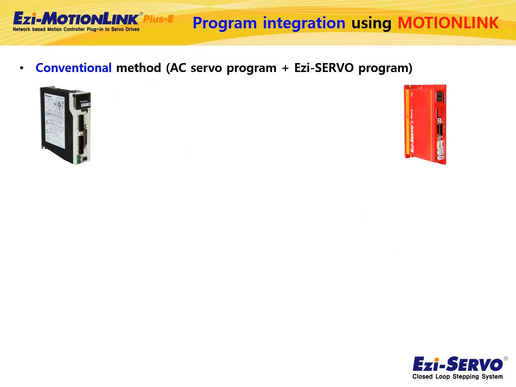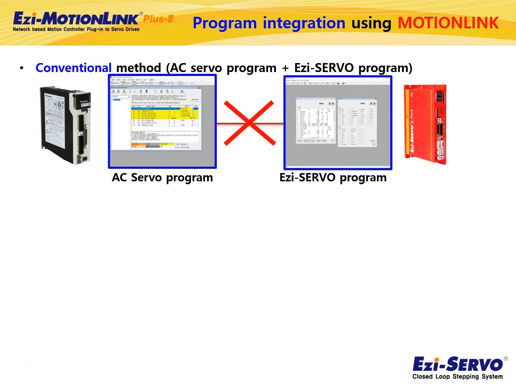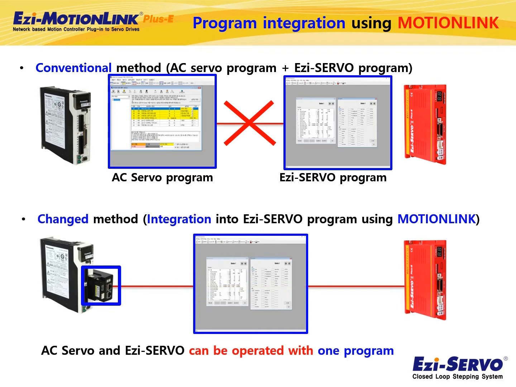Also, I mentioned that 2 different software environments were required to control 10 axis of EC servo and 5 axis of AC servo. Through Motion Link, AC servo 5 axis can now be used in the same Ethernet network and software environment using the API library of EC servo. In other words, a total of 15 axes can be operated with one program.